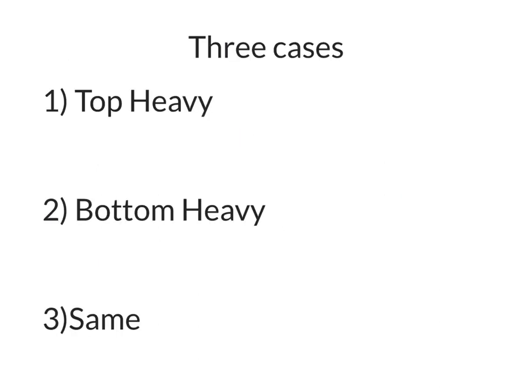So we have three cases. We have top heavy, meaning the higher degree is in the numerator. We have bottom heavy, where the higher degree is in the denominator. And we have the same degree on top and on bottom. Depending on which of these three cases is given, your horizontal asymptote could differ.